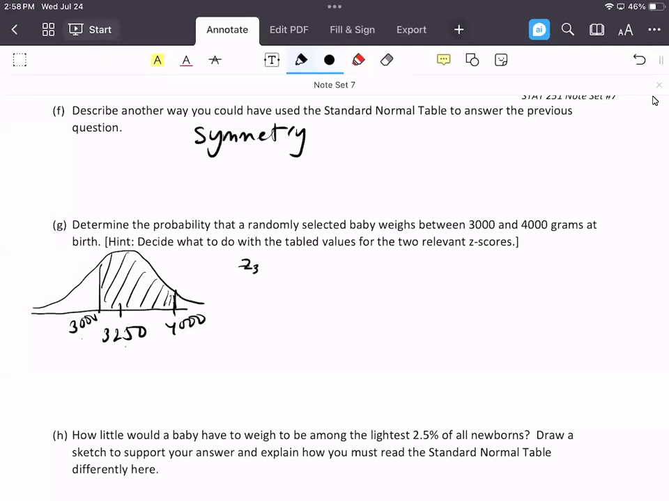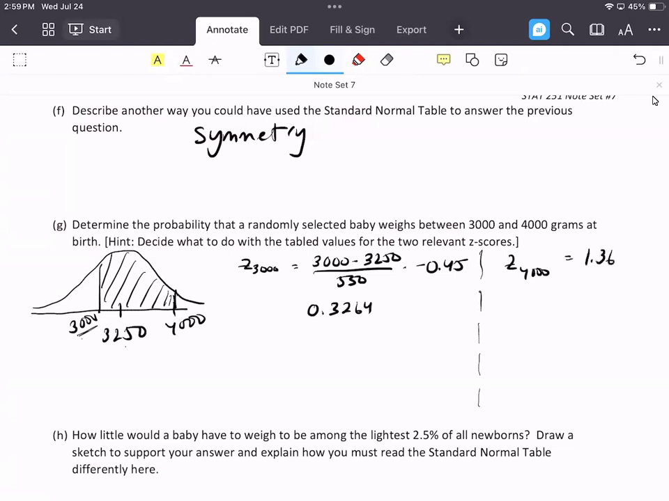So I'm going to find z sub 3,000. That tells me that I'm specifically focused on this value. I get 3,000 minus 3250 divided by the 550, and I get negative 0.45. Now the area under the table there is 0.3264. Please take a moment and make sure that you can find that area under the curve using the table. Okay. If you struggle with that, please rewind the video a little bit and watch. For z sub 4,000, I'm going to have you calculate that, but I'm going to tell you that the answer is 1.36. And it makes sense that it's positive because it's above the center. If I look at the table, I get 0.9131.